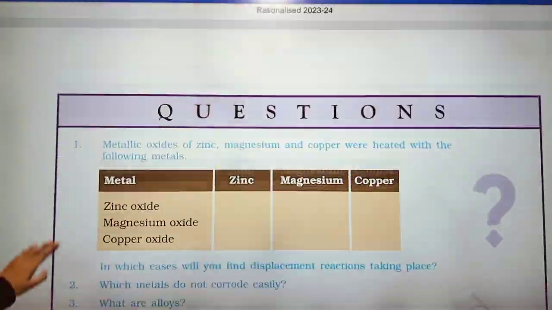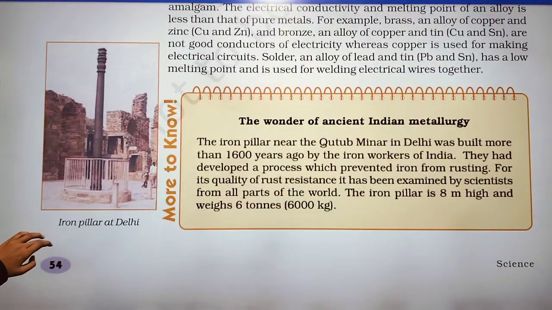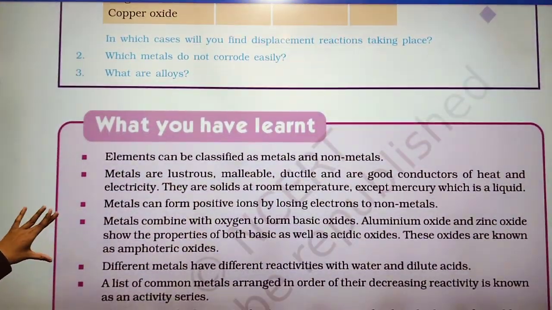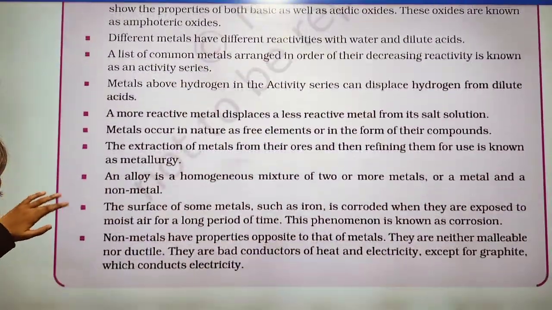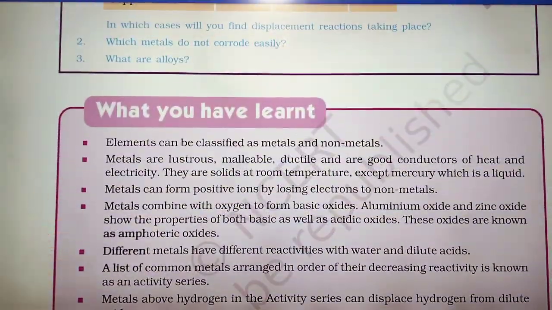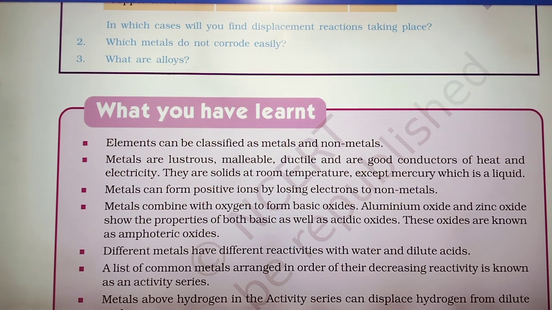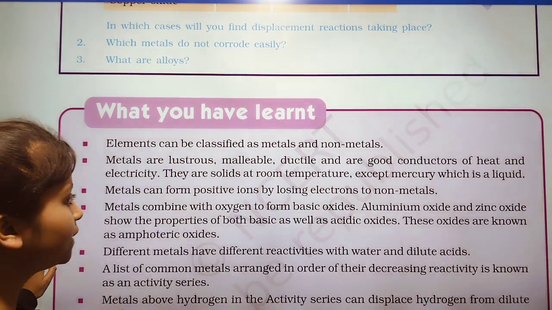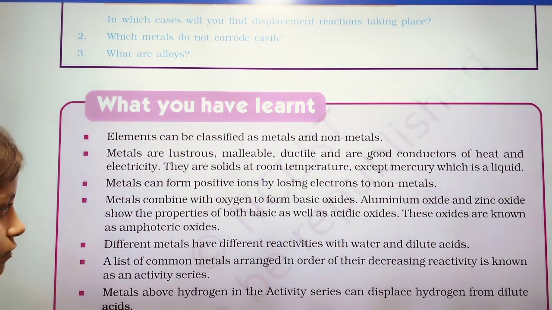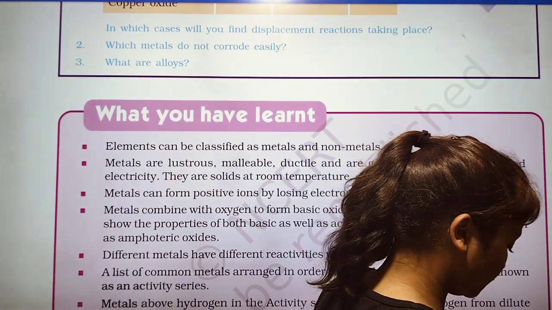Now the chapter summary. This is the last, what you have learned. First, elements can be classified as metals and non-metals. Metals are generally lustrous, malleable, ductile, and good conductors of heat and electricity. They are solid at room temperature except mercury, which is liquid.